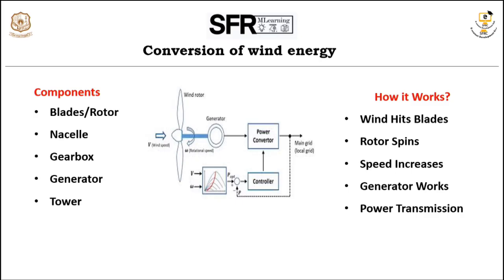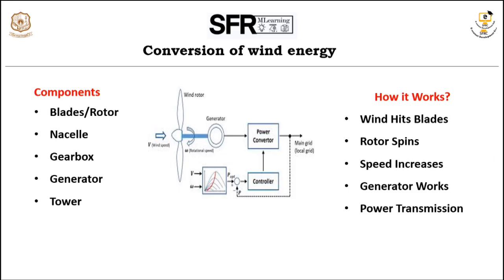The second thing is the yaw drive. It rotates the nacelle to ensure the blades always face the wind. The third thing is the anemometer and wind vane. Both of them are sensors that measure the wind speed and direction. The anemometer is used to measure the wind speed, and the wind vane is used to measure the direction of the wind.